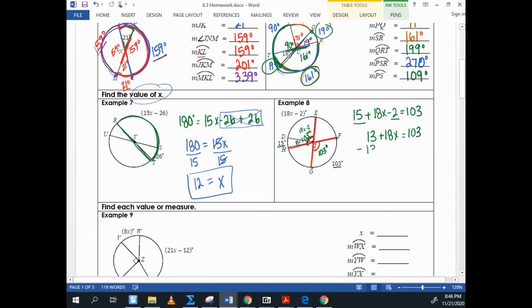Now we can just subtract 13 from both sides. So 18x is equal to 90. And we're just going to undo that multiplication using our division. Divide both sides by 18. And x is equal to 5 right there. X is equal to 5. All right, so that's how you use arc measures and central angles to solve for x.